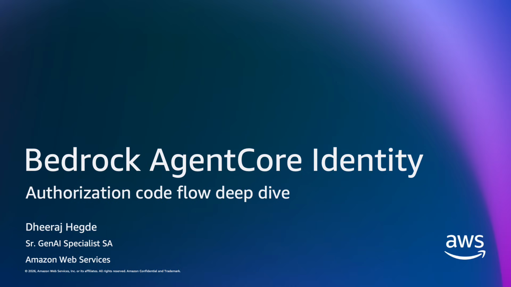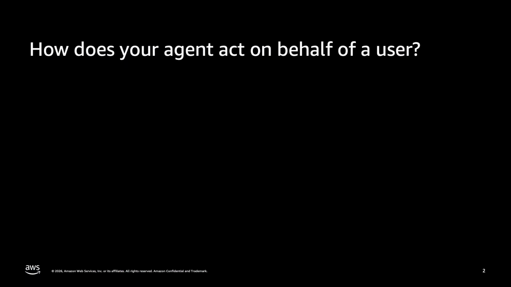So how does your agent get that consent, and then use it to access the APIs without ever seeing the user's credentials? In this video, we will see how AgentCore Identity orchestrates the OAuth Authorization Code flow, letting your agent act on behalf of users without exposing sensitive credentials to your code. We will answer the question, how does your agent act on behalf of your user, in two parts.